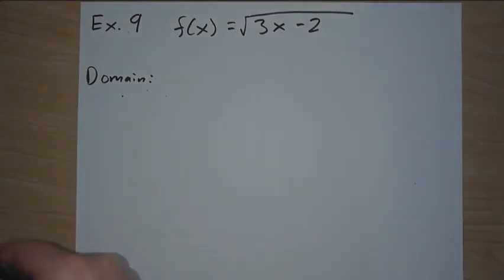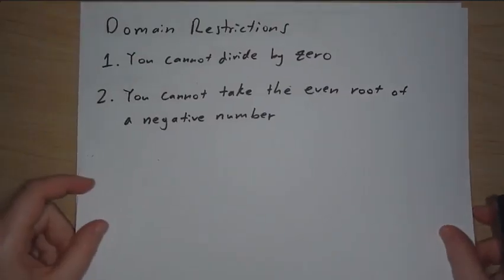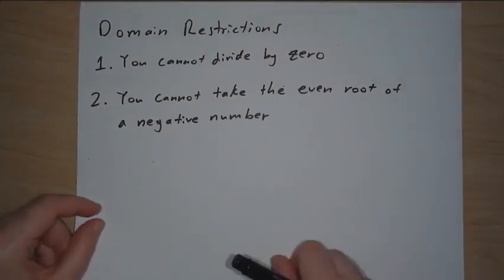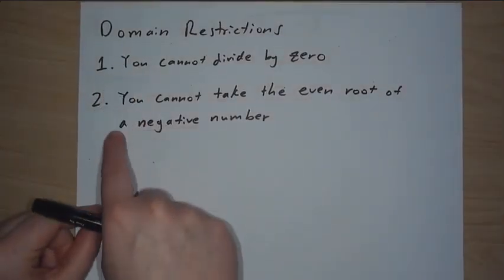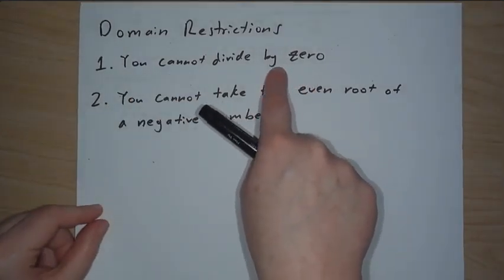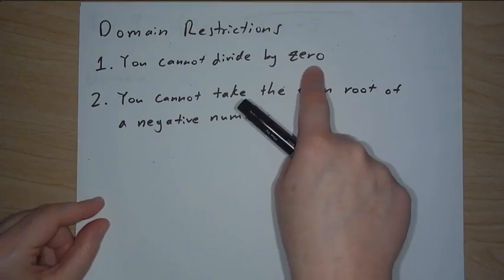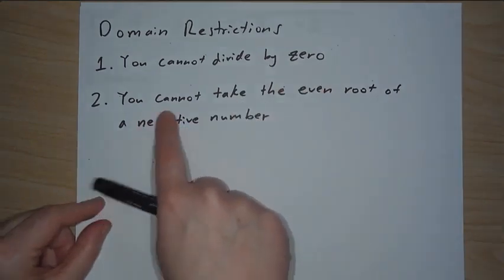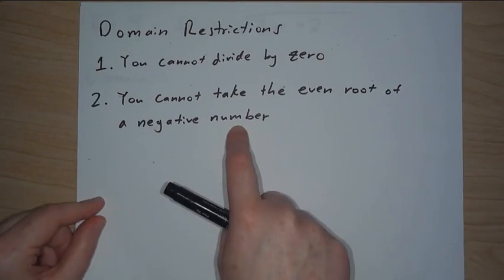To look at the domain, we start with the domain of negative infinity to infinity, which is all real numbers, unless we have the following situations where whatever value of x it could be could possibly result in something being divided by 0, or taking the even root of a negative number.